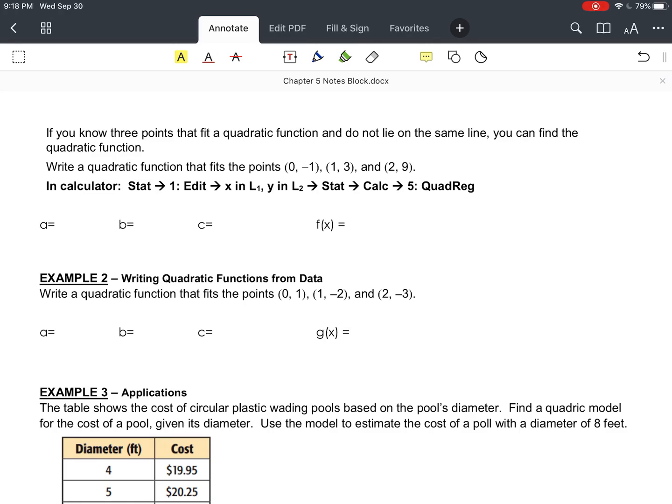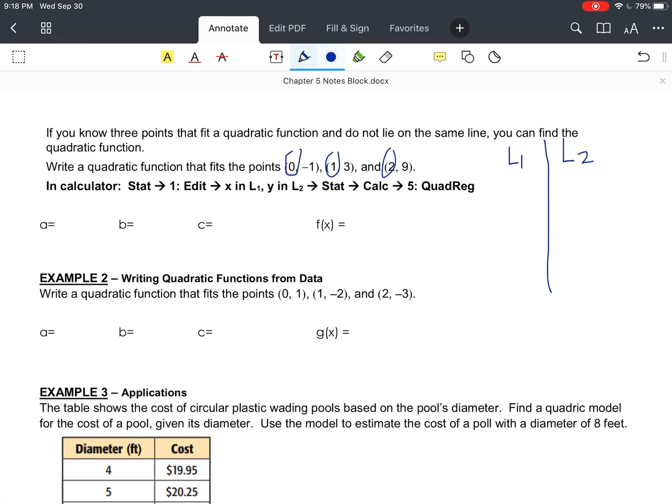Just like linear functions, we can find a line of best fit using our calculator. For example, if we have the points (0, 1), (1, 3), and (2, 9), we're going to put this in our calculator in our L1 and L2. In your L1 in your calculator, and I'll show you where that is in a second, you're going to put your x values in the order they gave you. So 0, 1, and 2.